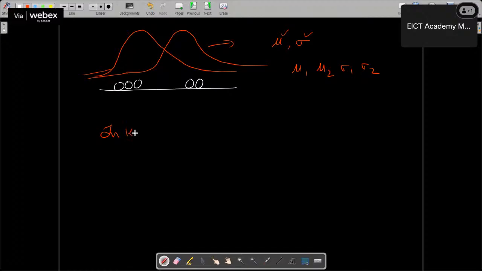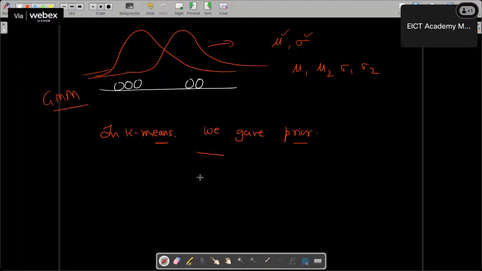In K means, we always give prior information, or the number of clusters in advance. We have to give the number of clusters to the algorithm beforehand, and assume any random centroid. So that is the similarity between K means and GMM.